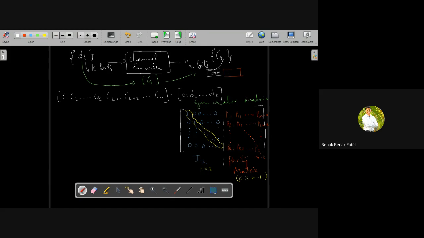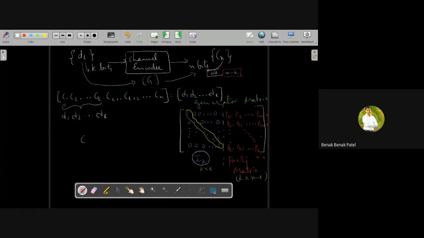So the very first half should resemble the data, and the next half should contain the check bits of size n minus k. Now here, because the very first half of this Cn, from here to here, should be exactly equal to that of d1, d2 till dk, the very first half of this generator matrix is an identity matrix.